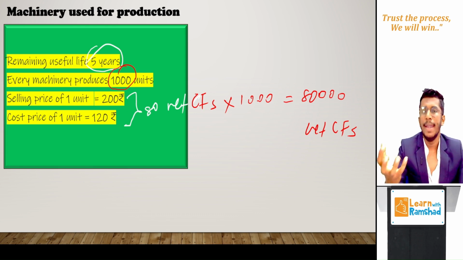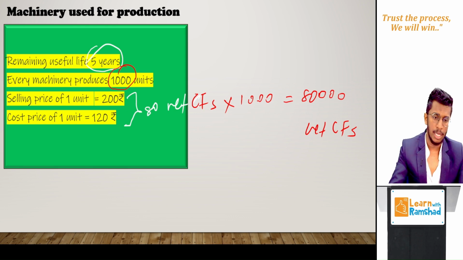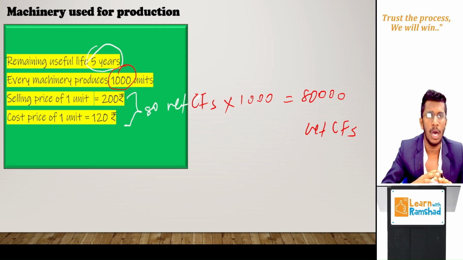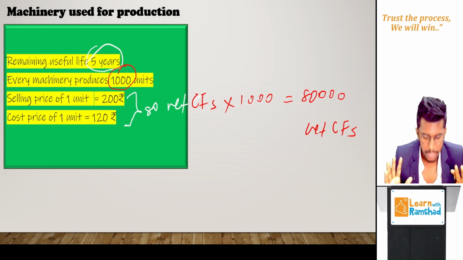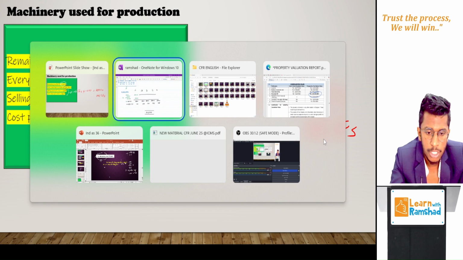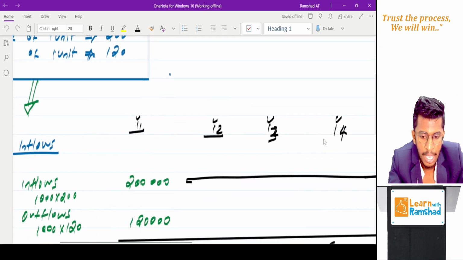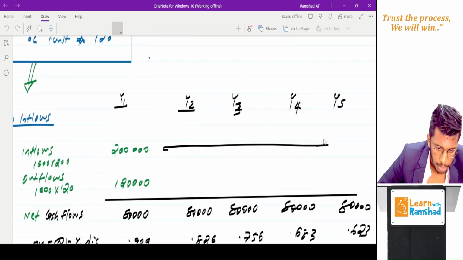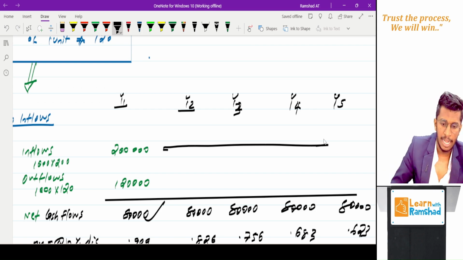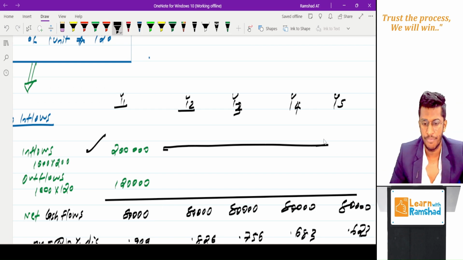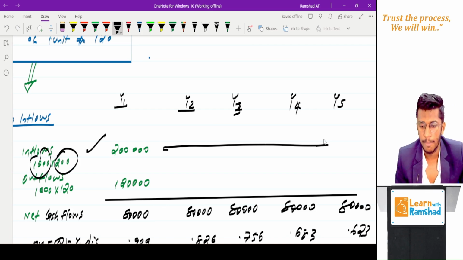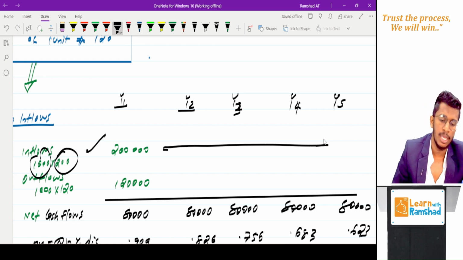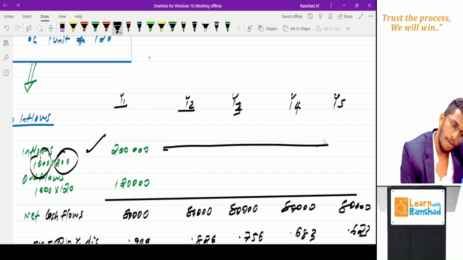So what is the net benefit every year this machine gives you? 80,000 for 5 years. We are not taking any growth or decline. We just go with a basic calculation. We are not projecting with a growth rate. We take a simple example for the sake of understanding. So every year I'll get 80,000 as I calculated. 80,000 is a net cash inflow like this. Total inflow 200 into 1,000, 2 lakh, minus 120 into 1,000, 1 lakh 20,000. So 80,000 for 5 years.